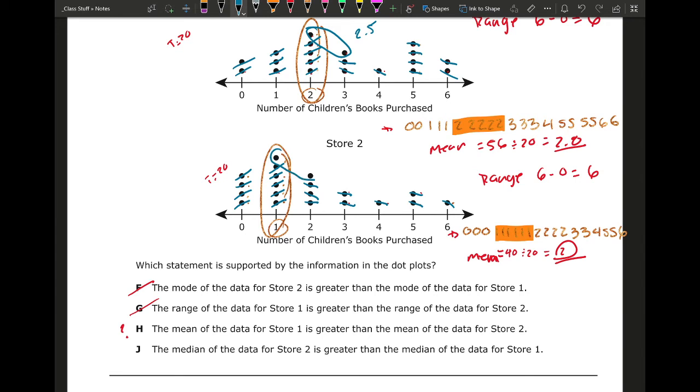So we have two remaining, so the median will be 1.5. It's saying that this one is bigger than that one. Is that true? No. So my only answer was literally H. Yes, it takes a little bit of work, but it's not hard work. Just try not to be lazy, please, because when laziness strikes, you're gonna get them wrong.